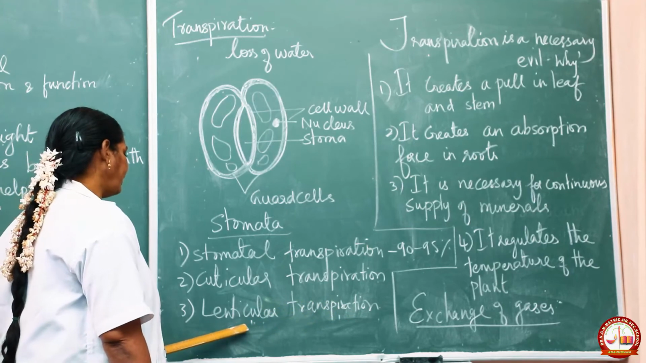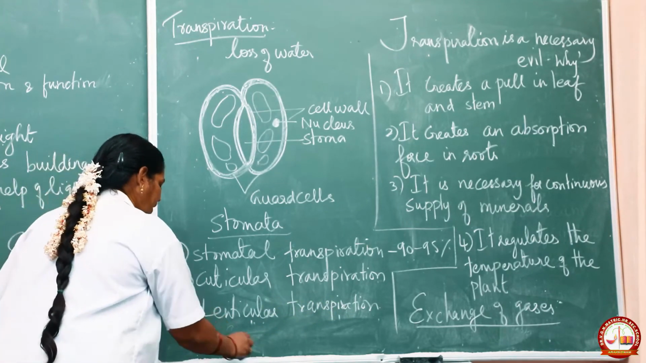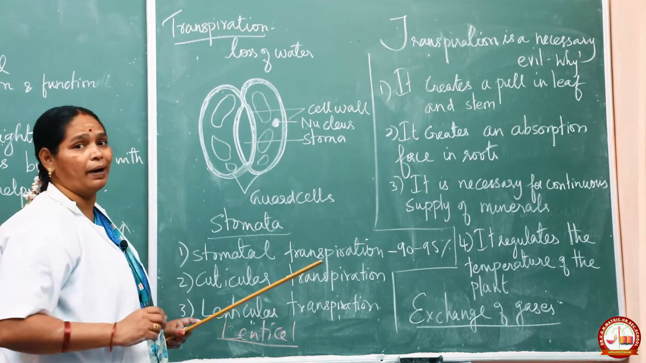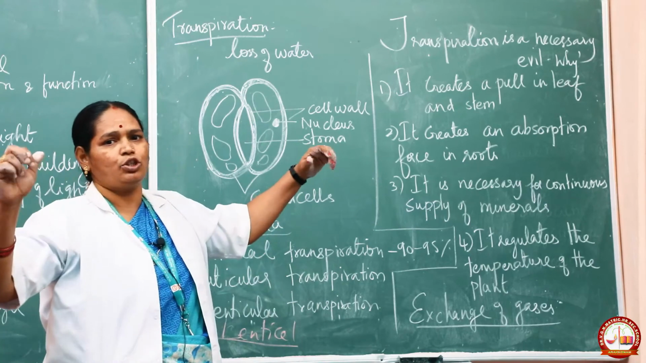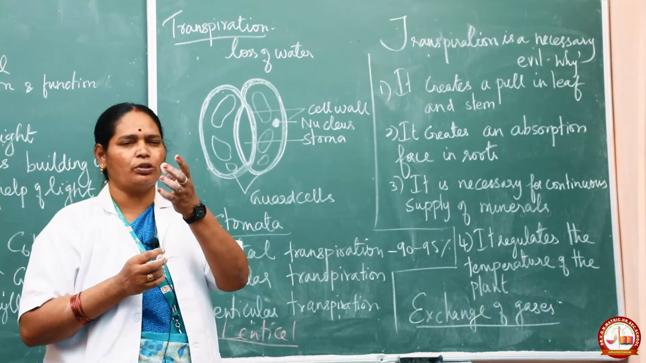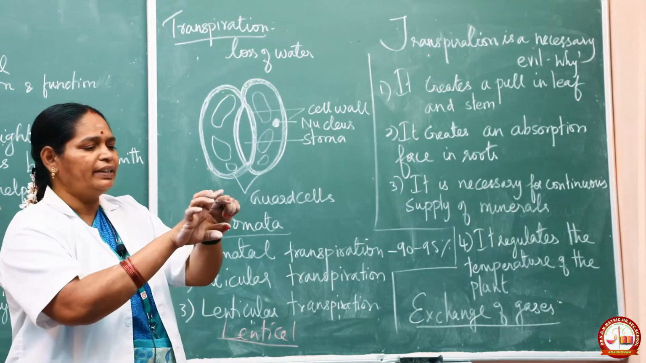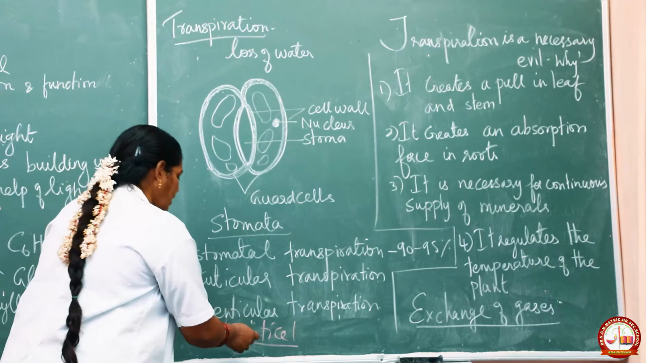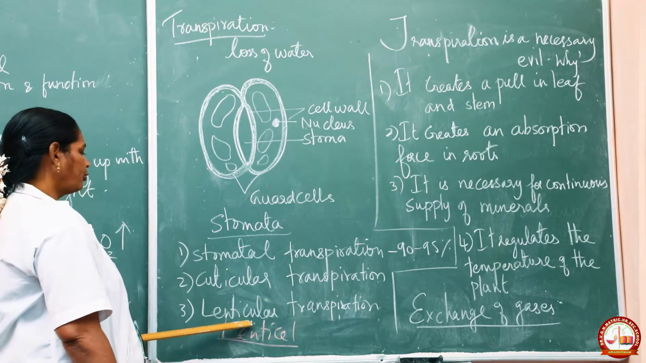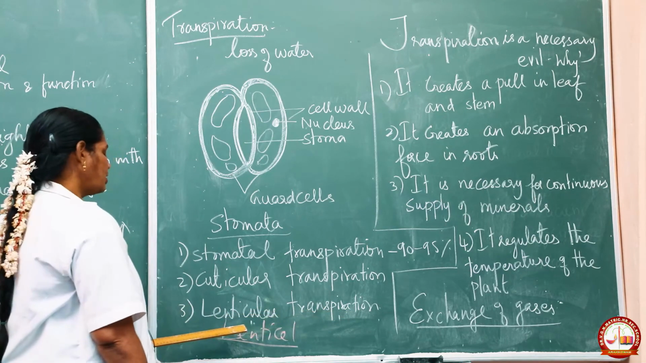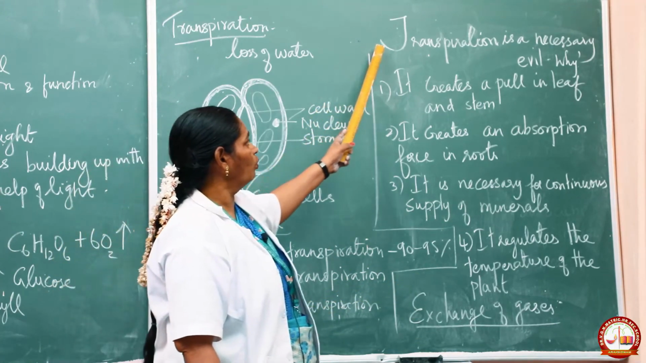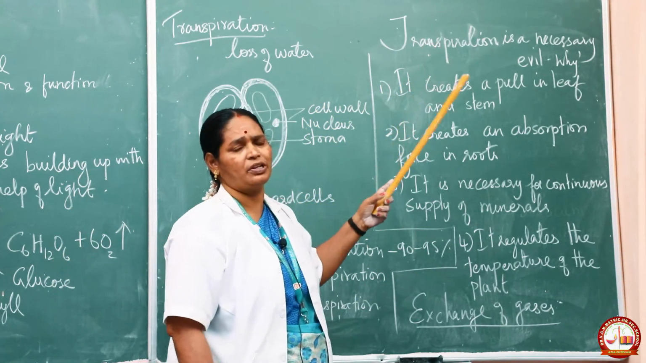Children, next one, lenticular. This is a special type of cell which is present in the lenticel, which is present below the bark, children. Big trees, huge trees, when they bear some big and thick bark, you know, when they have some cracks in between, the lenticels will be formed. Those cells will be called lenticels, and through which the transpiration occurs. That transpiration is called what? Lenticular transpiration.